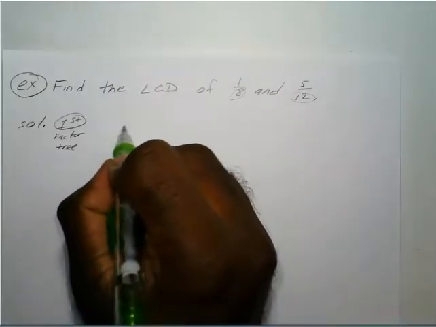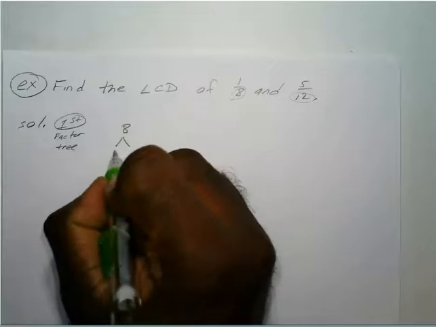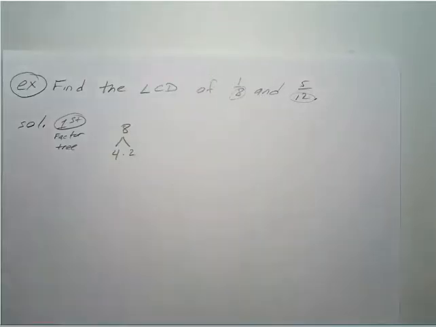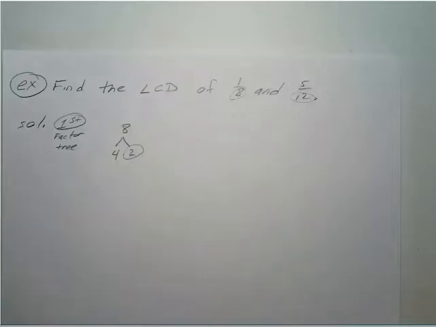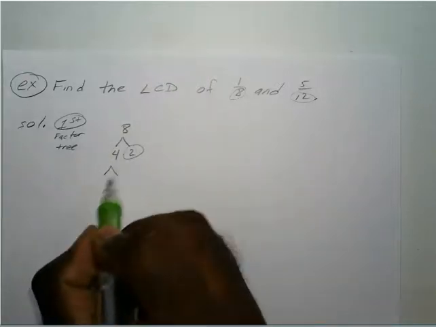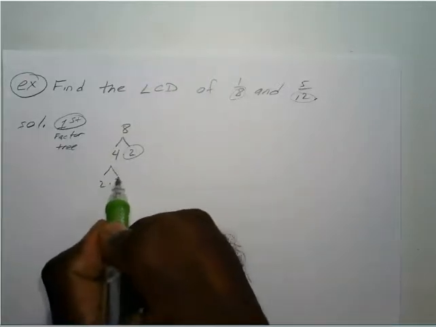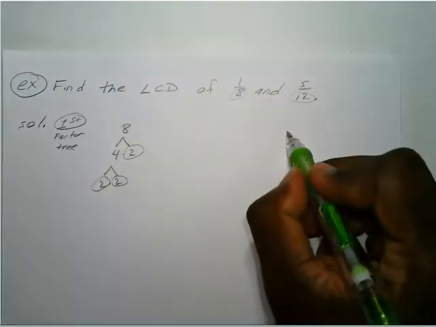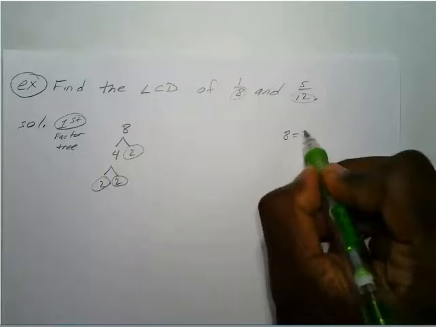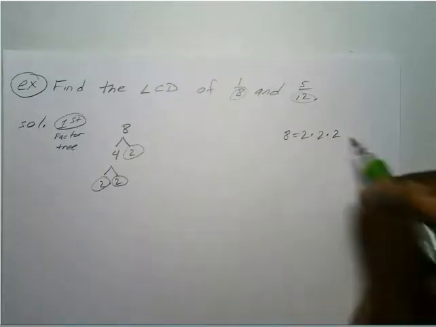Okay, so we have 8. Remember, 8 is 4 times 2. The 2 you can't factor anymore, so you can circle that. And the 4 is 2 times 2. Neither one of those 2's can be factored anymore, so you go ahead and circle them. So we know that 8 is equal to 2 times 2 times 2.